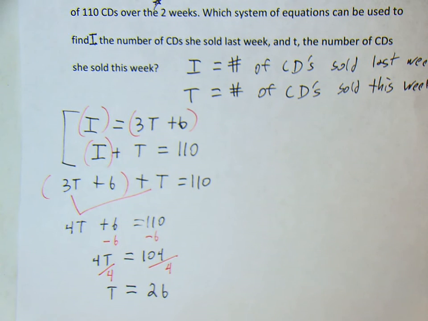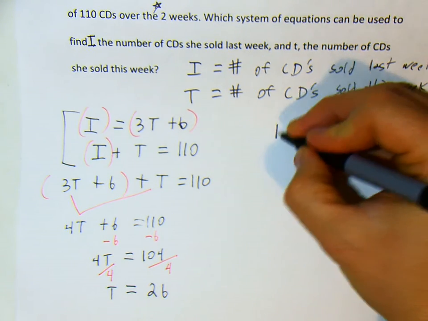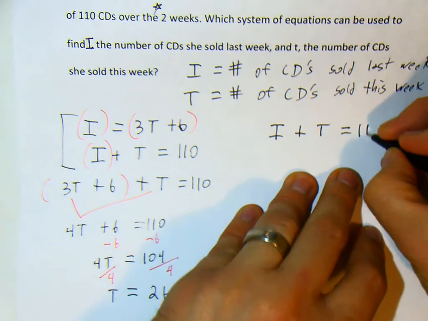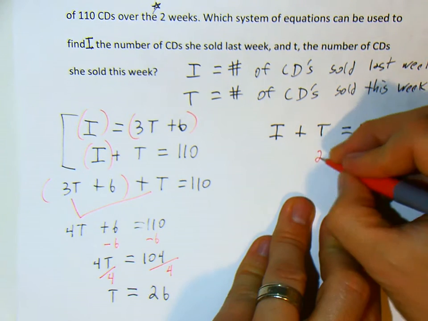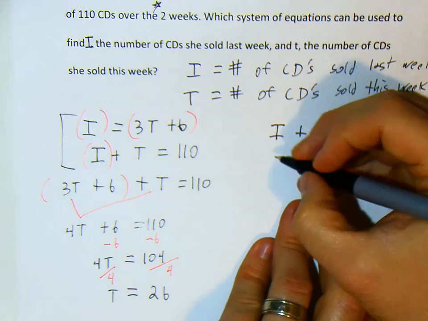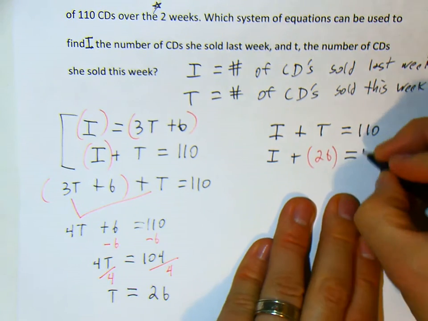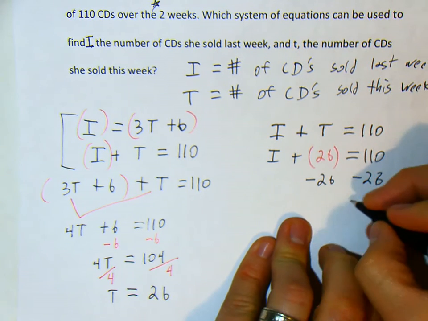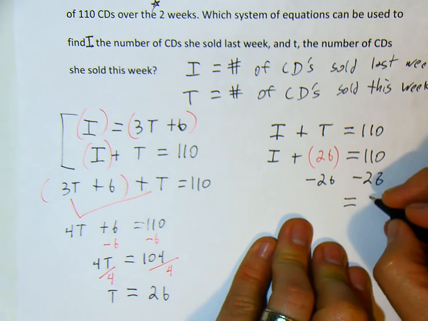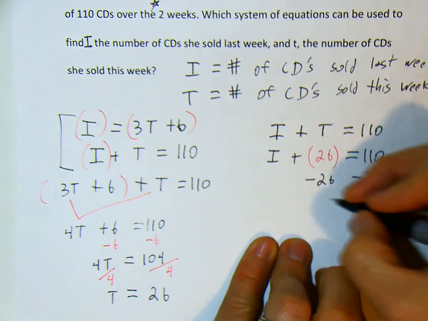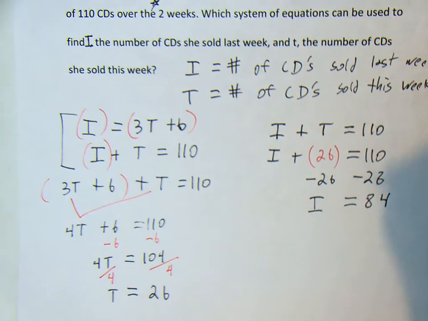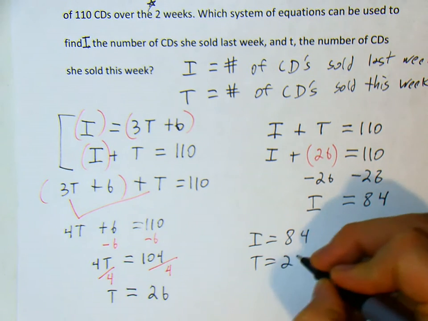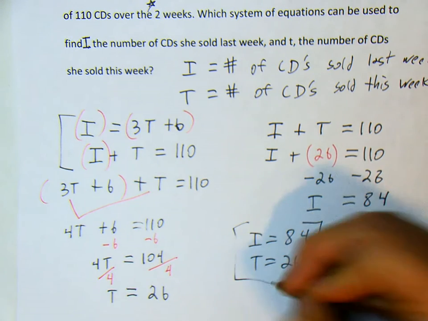It would be 26. Now I'm going to take that answer, and I know that if I plus T is equal to 110, I can plug in 26 and figure out what I is. Something plus 26 equals 110. So I just need to subtract 26 on both sides, and I will get 84 is equal to I. So I equals 84, T equals 26. That would be our solution.